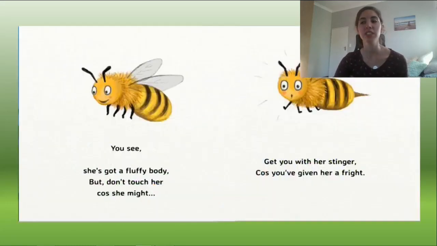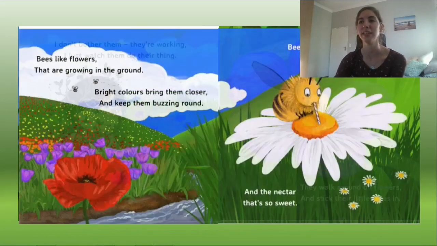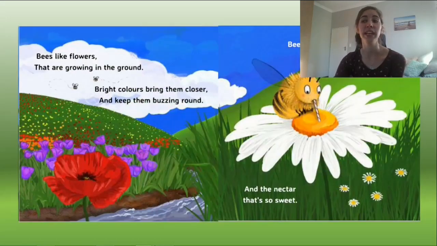You see, she's got a fluffy body, but don't touch her, because she might get you with her stinger, because you've given her a fright. I don't bother them, they're working. I just watch them do their thing. They walk around on flowers and stick their little faces in. Bees like flowers that are growing in the ground. Bright colors bring them closer and keep them buzzing round. Bees like flowers and the nectar that's so sweet. Look, the bee is drinking with a straw.